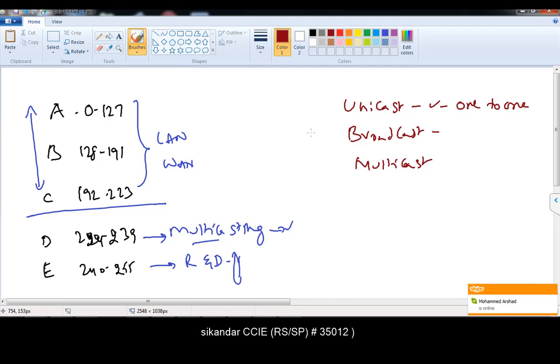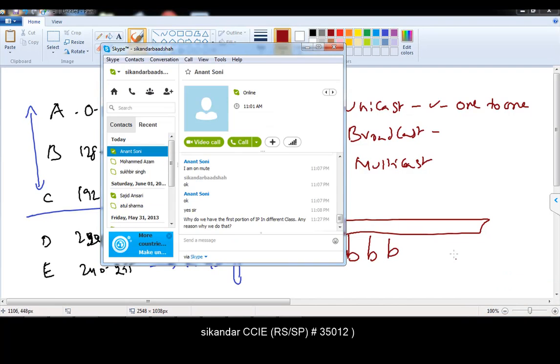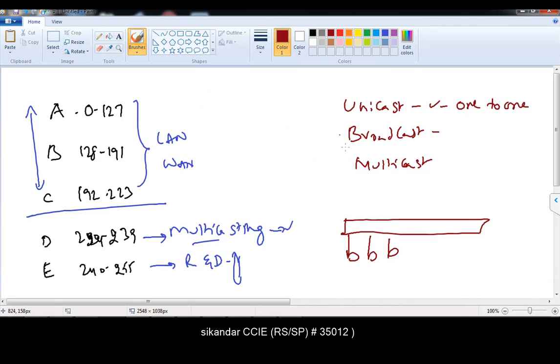One-to-one means, in case you have a network like this, where you have multiple computers connected in the LAN, one device is sending a request to one device and the other device is replying. We call this type of communication unicast communication, which is the default communication that happens in most cases.